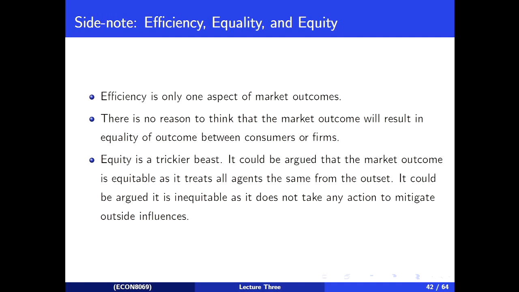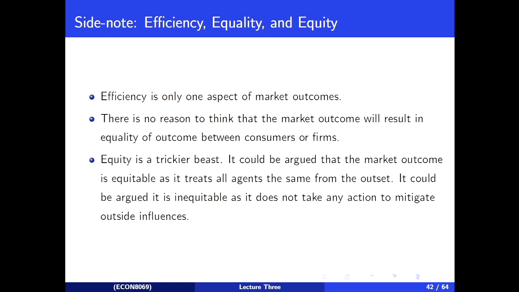The other point on this, the other limitation that I can talk about, is that efficiency is not the only aspect of market outcomes we might care about, right? The good part about this market structure is that we get efficiency, but efficiency is not everything. There's no reason at all to think the market outcome will result in any sort of notion of equality of outcome between consumers or firms, right? It's entirely possible that the market structure means that consumers get very little surplus and firms get masses of surplus, or vice versa. So there's no notion of equality built into this at all.